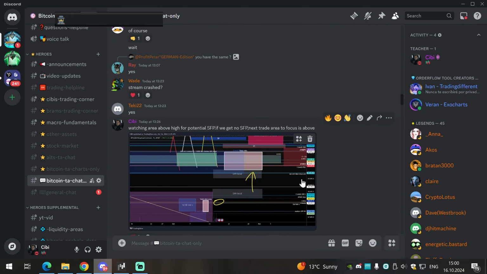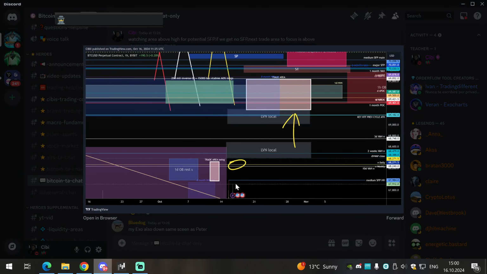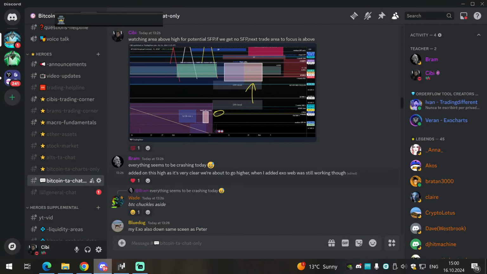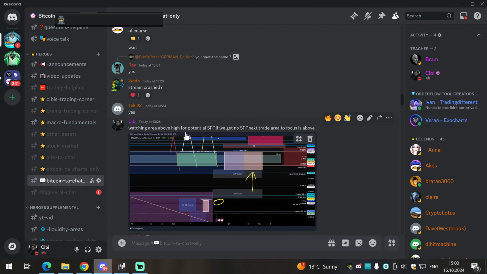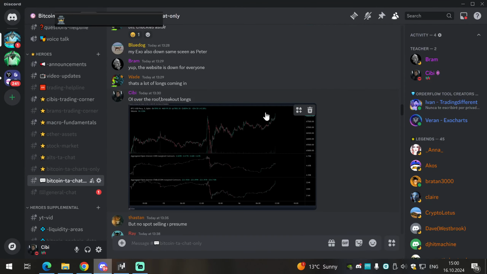Let me check a bit higher. So we are seeing Bitcoin, because I was charting today like crazy for 3 hours and more. I prepared a chart for everything. I circled the area where I'm interested for another trade. Watching the area above the high for a potential swing failure pattern. If you get no swing failure pattern, the next trade area to focus on is over here. So that's really great. Let's go a bit down.